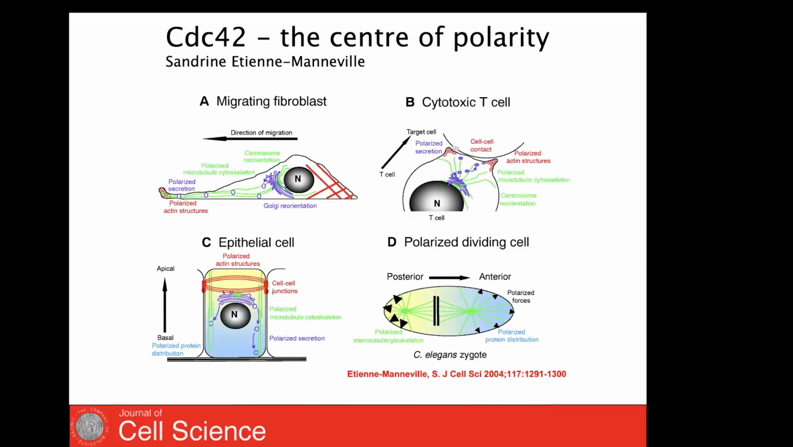Okay, so cell polarity is this kind of squishy concept, which means different things to different cell types. In a migrating cell, there's a clear front and a back, whether it's a fibroblast or a neutrophil or whatever. But for example, a killer T cell has a front which is towards the cell it wants to kill, because it's an infected cell. It's going to secrete all these killing molecules. It has to do it in the right direction. And epithelial cells have an apical and a basal side.